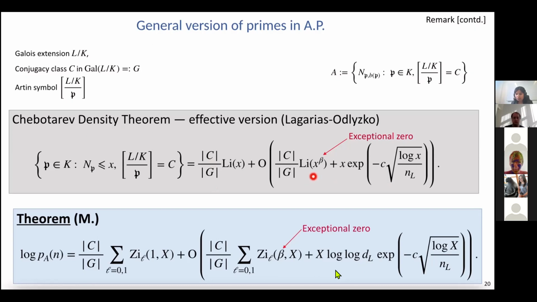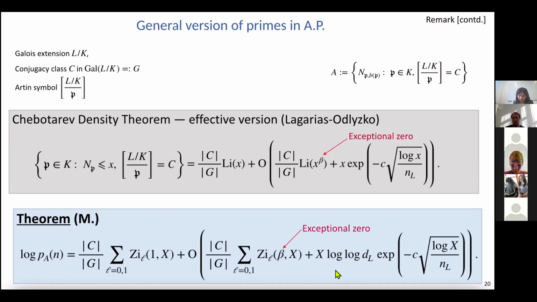We saw this appearance of an exceptional zero in our case as well. They have put this in the error term. Again, we do not expect it to be there, but it's just there. And the fact that beta is smaller than 1 gives us that this is the main term, because this is X, and that's X to the power beta, which is smaller than 1.